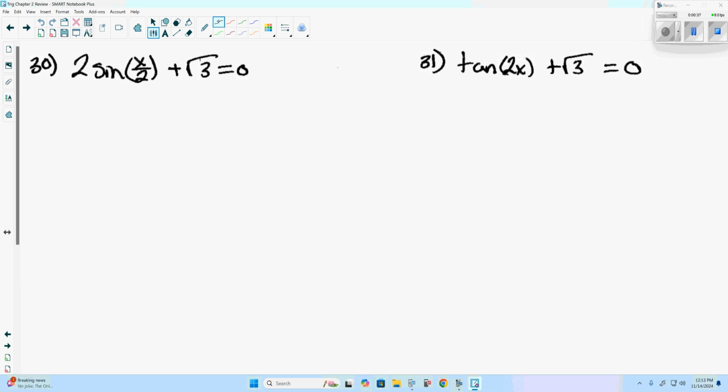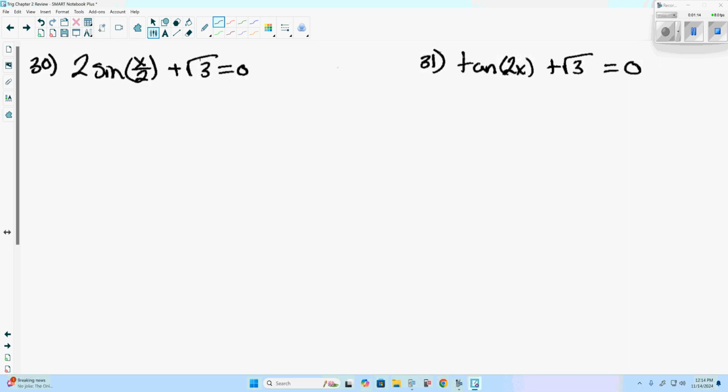So one of them we have sine of x over 2. The other one we have tangent of 2x. Now we do have half angle formulas and double angle formulas with this. Because for sine of x over 2, we could say that it is plus or minus the square root of (1 minus cosine theta) over 2, but that's not going to be really helpful for this here.